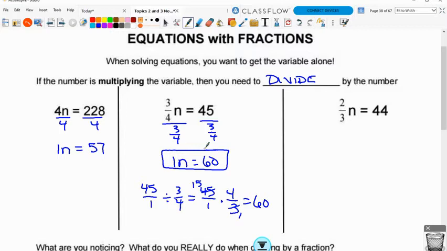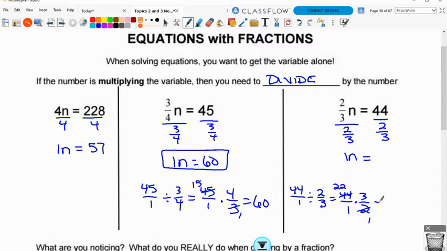In our last example, 2/3 n equals 44. Again, 2/3 is multiplying n, so I'll divide each side by 2/3. On the left, 2/3 n divided by 2/3 is 1n. Then I need to do 44 divided by 2/3, which again is the same as multiplying by the reciprocal: 44 over 1 times 3 over 2. 2 and 44 have a common factor of 2. 2 goes into 2 once and into 44 22 times. When you do 22 over 1 times 3 over 1, you get 66. So n has a value of 66.